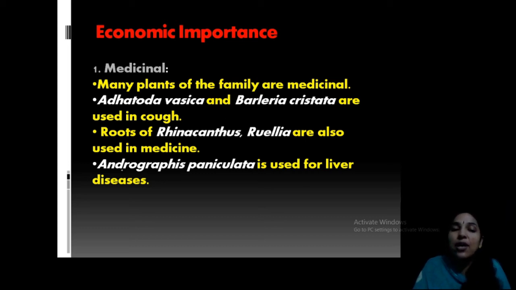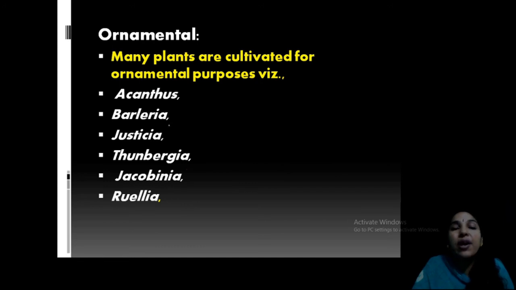Andrographis paniculata is also very important, used for liver disease. What is the Malayalam name for Andrographis paniculata? Kiriath. Kiriath is the Malayalam name. Okay. Now, ornamentals are there. Many plants are cultivated as ornamentals: Acanthus, Barleria. Acanthus is common. Barleria, Justicia, Thunbergia, Jacobina. Jacobina is an ornamental garden plant.